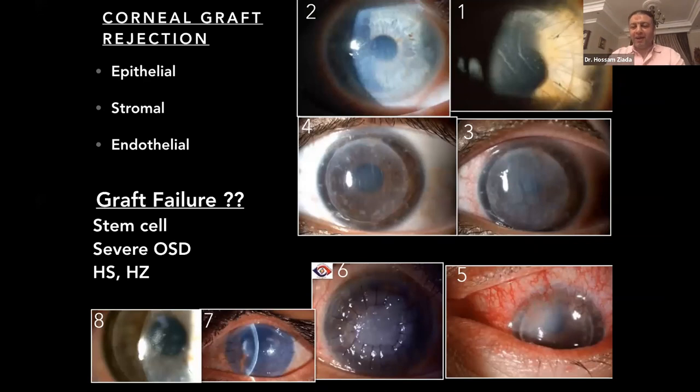So, Dr. Gustavo, if you have a case with stem cell deficiency, a limbal stem cell deficiency, do you think that if you implant a graft in such a patient, this graft will survive or not, and how to define that?